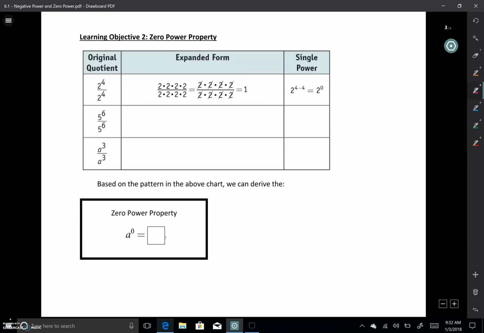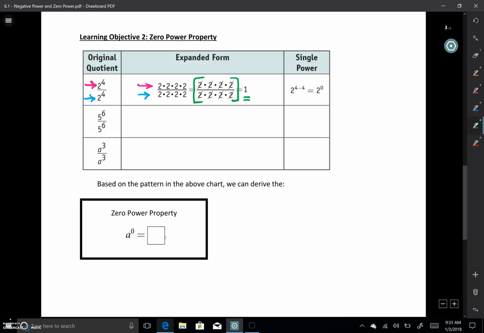So again, we have a chart. Let's go ahead and work through it. I have 2 to the 4th here in the numerator. So I have 2 times itself 4 times in the numerator here. Here I have 2 to the 4th in the denominator. So again, I have 2 times itself 4 times in the denominator. By canceling, I see that everything cancels. And when everything cancels, that leaves me with a final answer of 1.